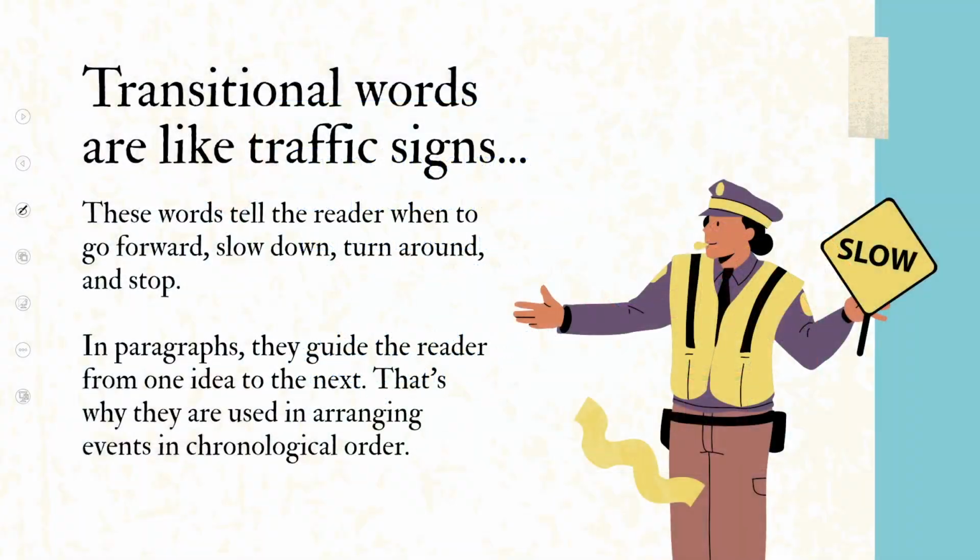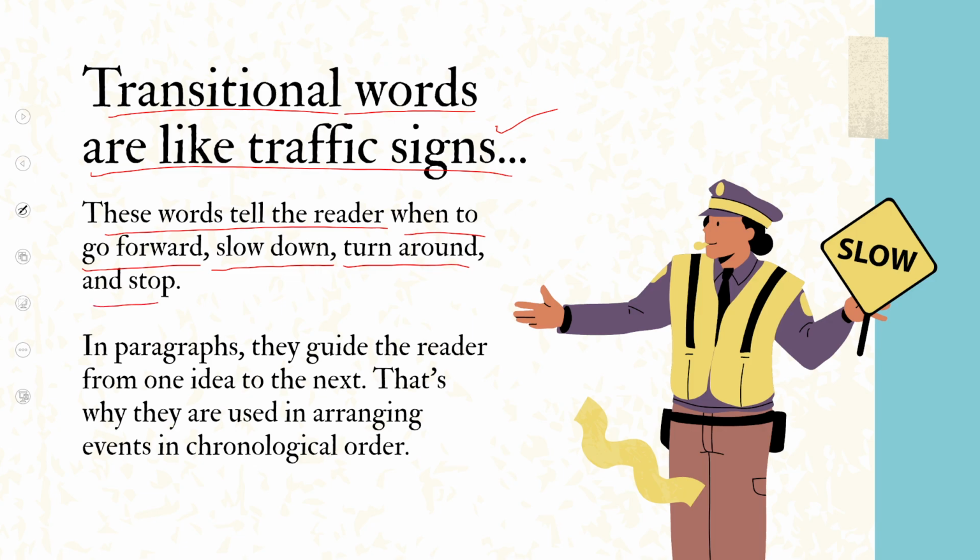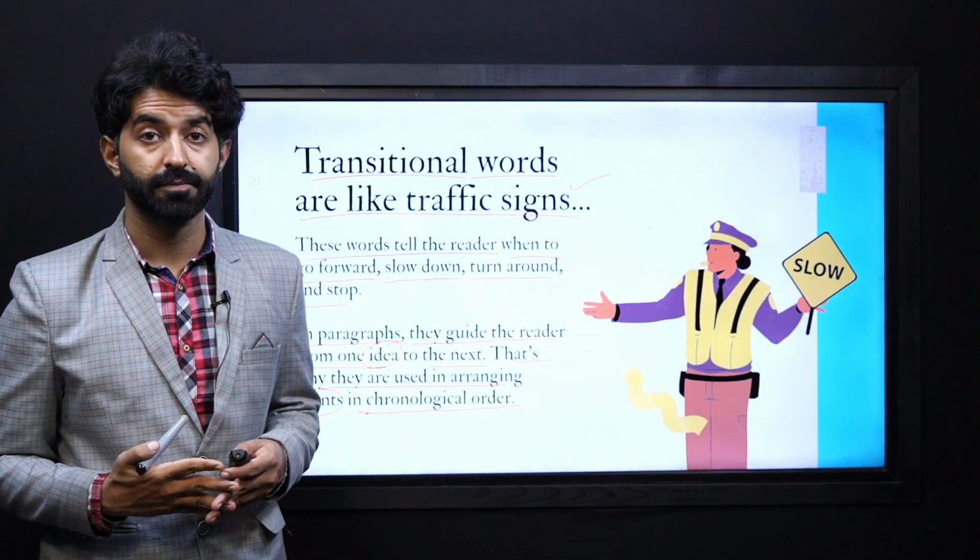Now, transitional words are like traffic signs. These words tell the reader when to go forward, slow down, turn around, and stop, just like a traffic sign or traffic signal. In paragraphs, they guide the reader from one idea to the next. That's why they are used in arranging events in a chronological or in an organized manner.